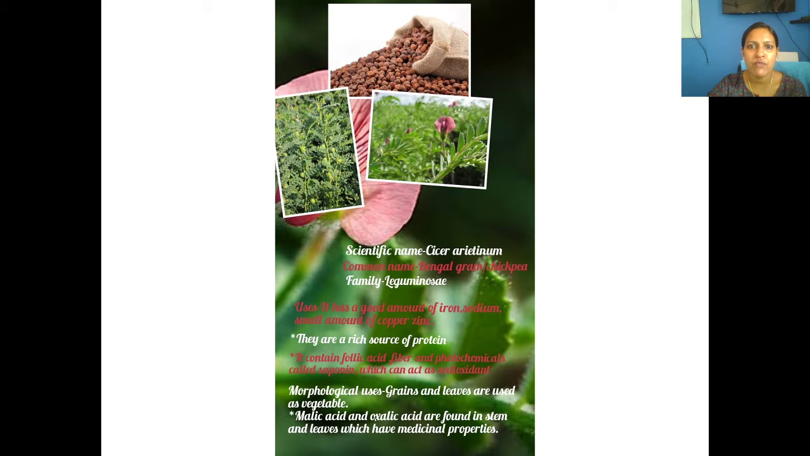Next we'll move to another species, Cicer arietinum. In Malayalam we say Kadala, and this also comes under the family Leguminosae or Fabaceae, subfamily Papilionaceae. We call it Bengal gram or chickpea, and it has a very rich amount of iron, sodium, copper, and zinc. This proteinaceous seed is used as a source of food. It is rich in folic acid and a lot of phytocompounds like saponins.